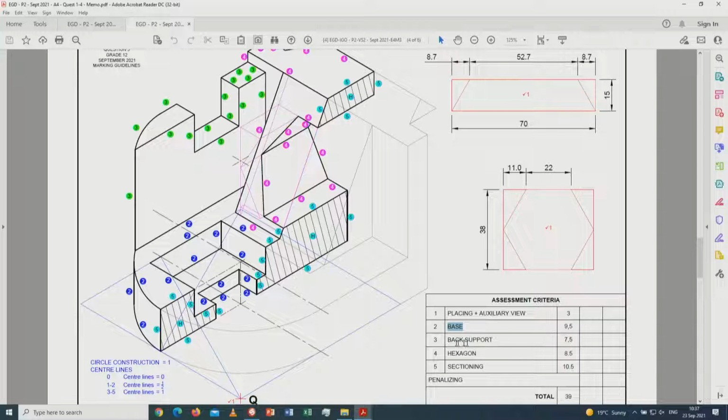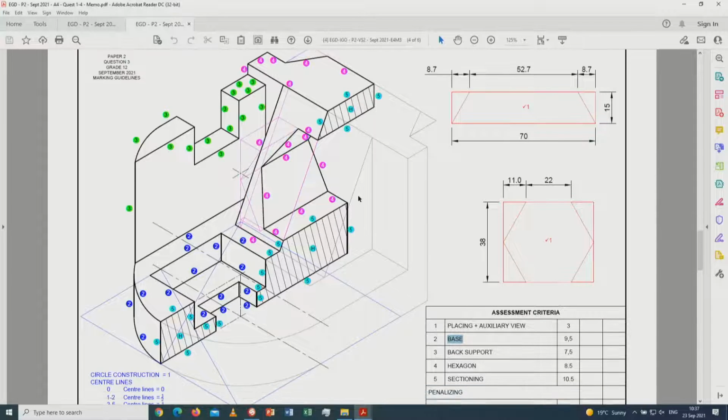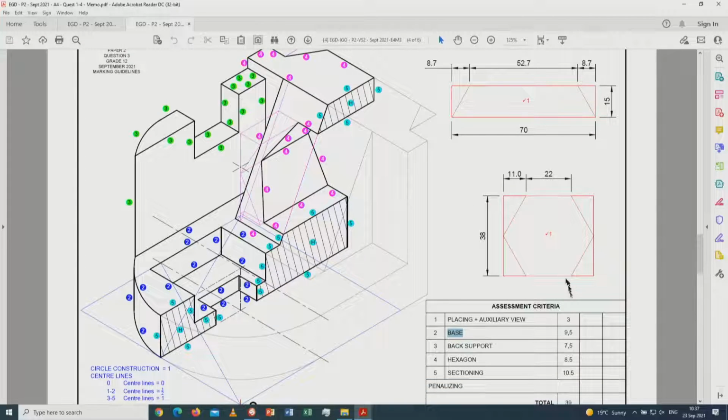All right, for the next part, that's the back support, which is these green lines over here. It's 1, 2, 3, 4, 5, 6, 7, 8, 9, 10, 11, 12, 13, 14, 15. Divide by 2 gives you 7.5. Right, so there we go with 7.5 in that area over there.